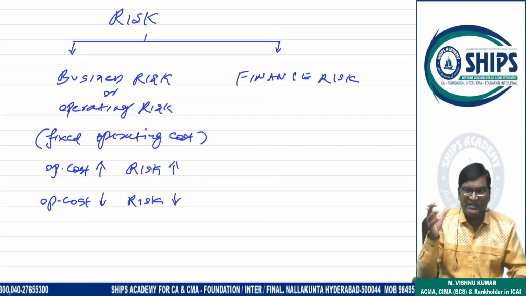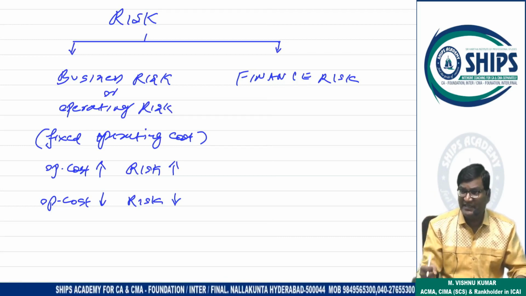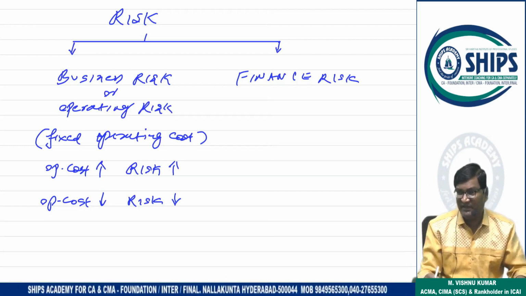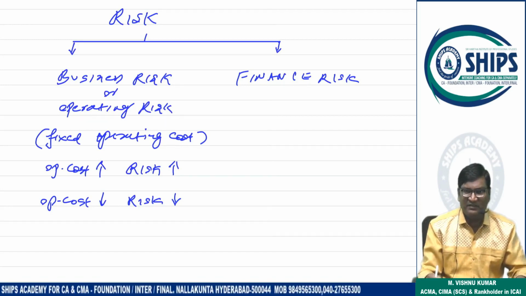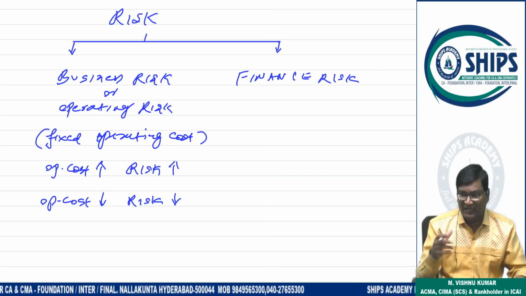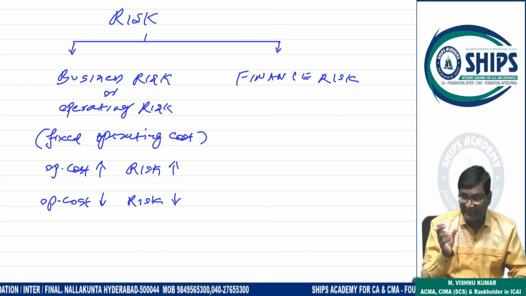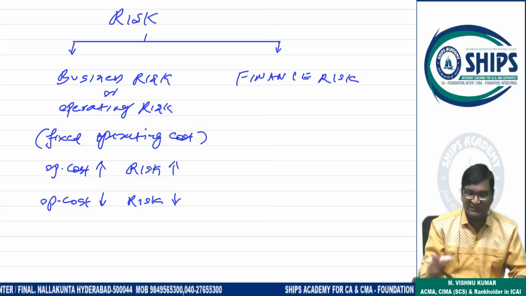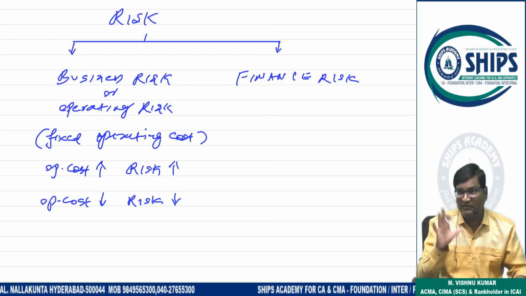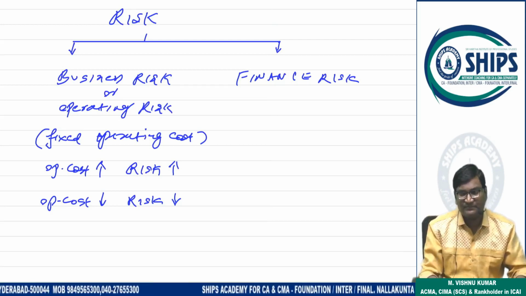Clear? So when there is an indication that their earnings can increase, that is, when sales increase, then only the organization will try to increase the operating cost of the business. Otherwise, they are not interested in incurring or increasing the operating cost.